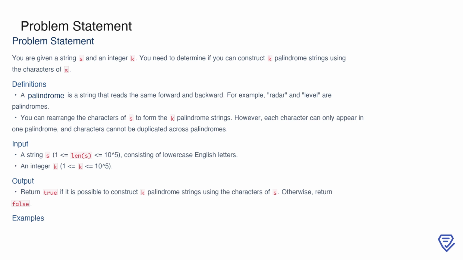Each character can only appear in one palindrome, meaning that characters cannot be duplicated across palindromes. Additionally, the total number of palindromes must be exactly k. The input consists of the string s, whose length is between 1 and 10 to the power of 5, and an integer k, which also ranges between 1 and 10 to the power of 5. The output is a Boolean value, true if it's possible to construct k palindromes, and false otherwise.